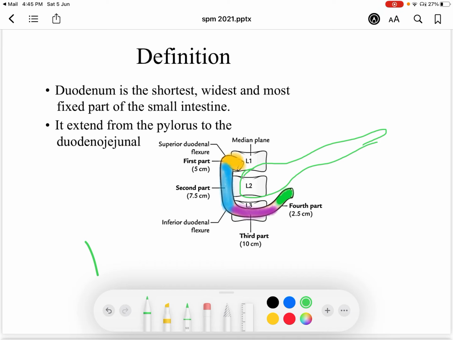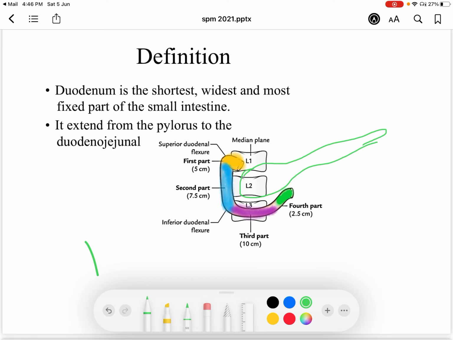The main function of the duodenum is digestion. It receives chyme from the stomach, and there is an opening of the pancreatic duct and bile duct, so it also receives bile and pancreatic enzymes here.